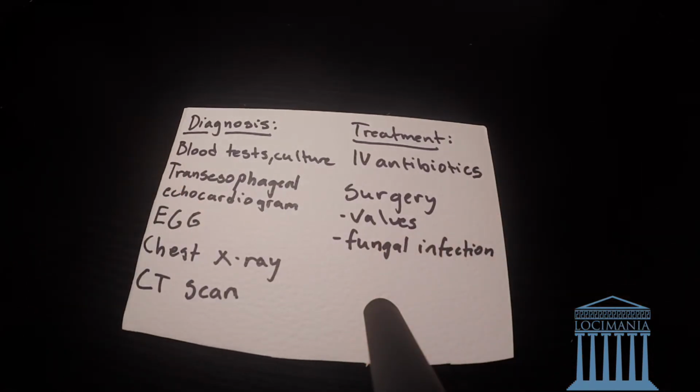Treatment. IV antibiotics, often very high doses in order to beat the infections and the bacteria. Could be from 2 to 6 weeks. Surgery, usually the valves need some kind of help, a stent or repair. And also if it's a fungal infection, you need to do a surgery.